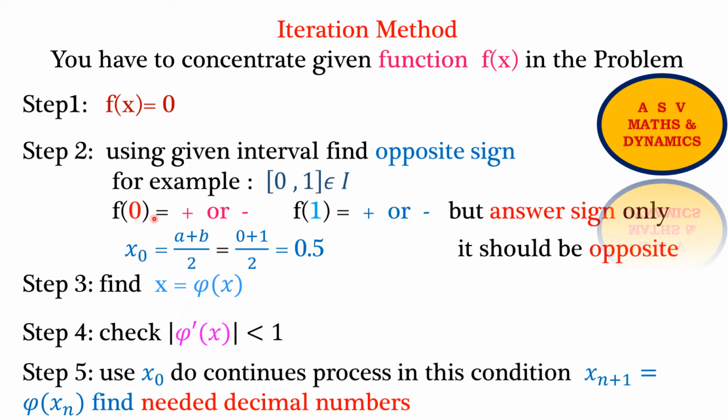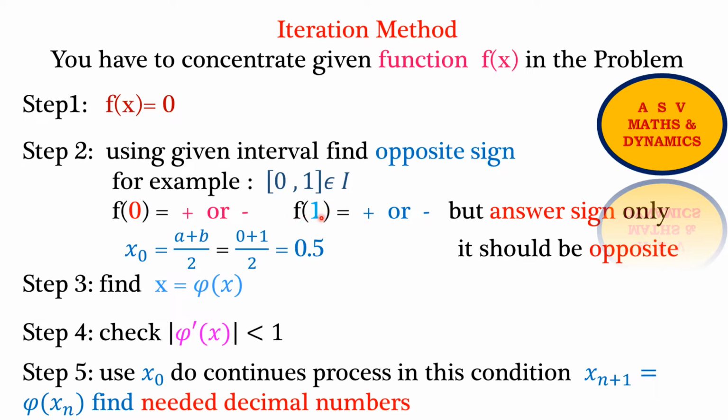At 0, if you get plus, then when you substitute the second value in the function you have to get minus. Otherwise, when you substitute 0 in the function, if you get minus, when you substitute 1 in the function you have to get plus. This is the opposite sign. Sometimes we say if f of 0 is a positive value, f of 1 must be a negative value. When you substitute 0 in the function, if you get a negative value, you must get a positive value in f of 1. Likewise you have to calculate.